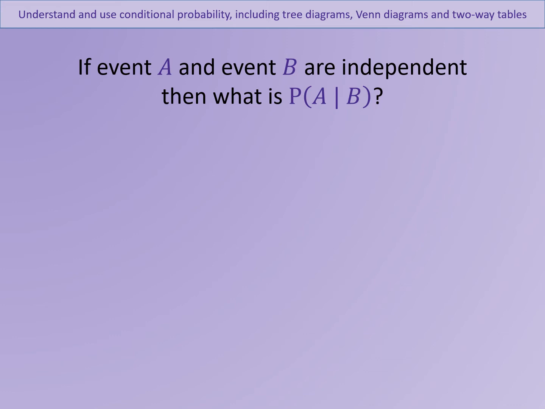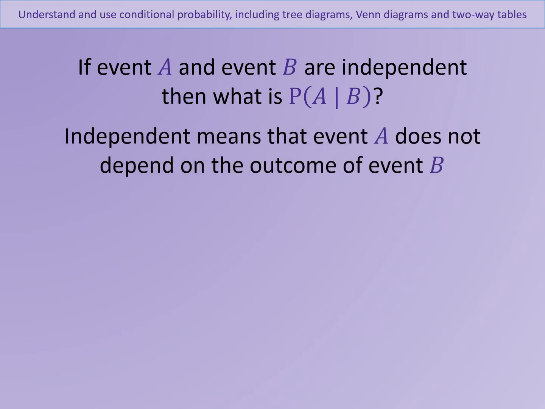Whereas dependent events could be something like the probability you go to the party depends on whether your friend goes to the party. Those two events would be dependent. You go to the party depends on whether your friend goes. The results on the dice, independent. So that's what we mean by independence. Let's just remind you, independent means that event A does not depend on the outcome of event B.